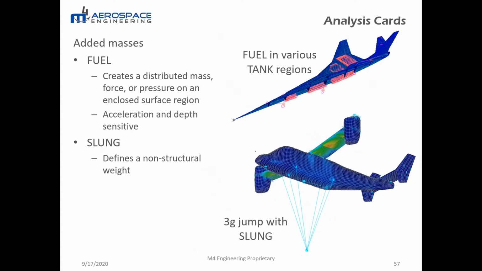Slungs are used to create case-specific non-structural weights. This allows the user to include different non-structural masses for different load cases while maintaining the same vehicle model. On the right, we can see the fuel card acting on different regions defined by the tank card. And then below that, we have an image demonstrating a slung with a 3G jump analysis.